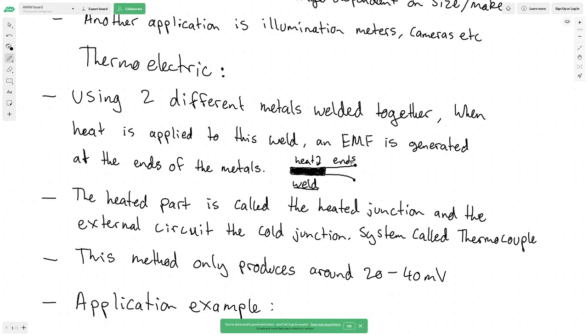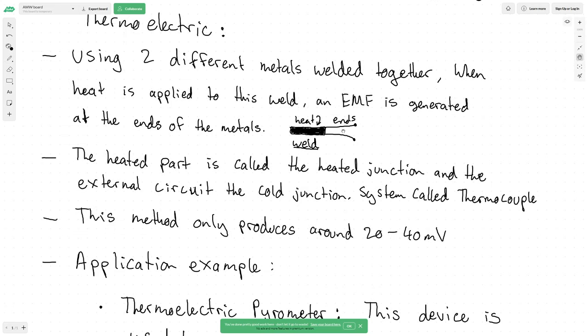But you can imagine, like all EMF generations, when the heat is applied to this part here, EMF is generated, and we can put a circuit over here, and that's basically how this works.